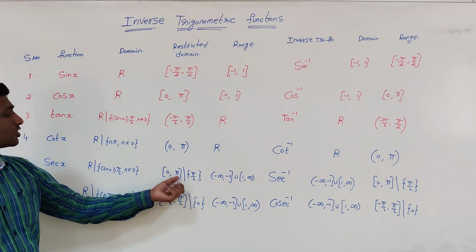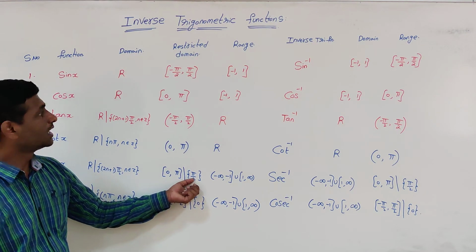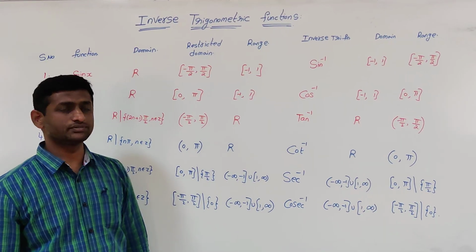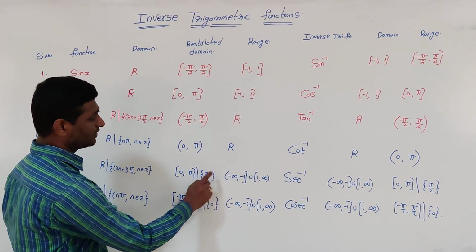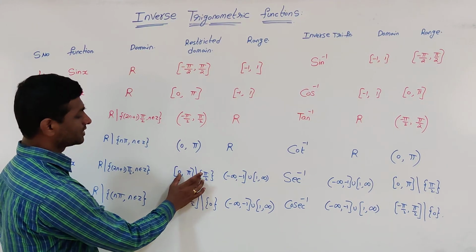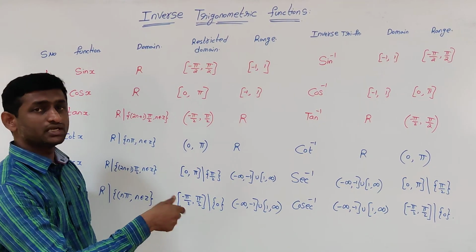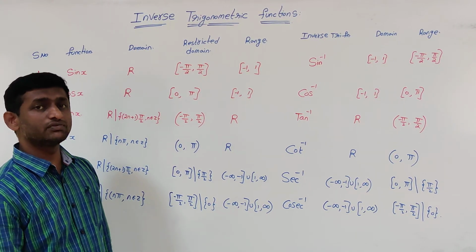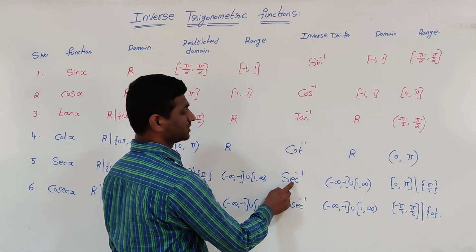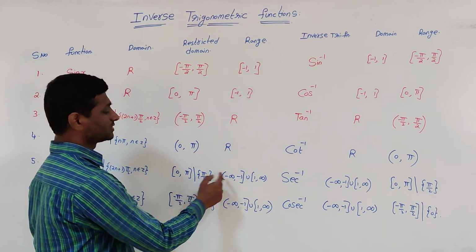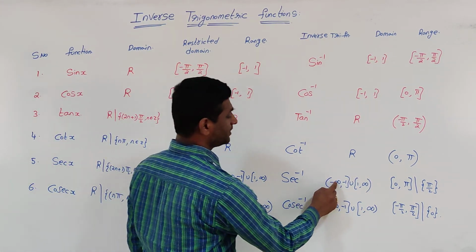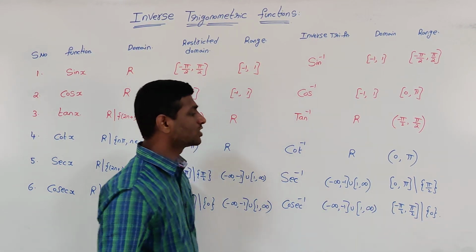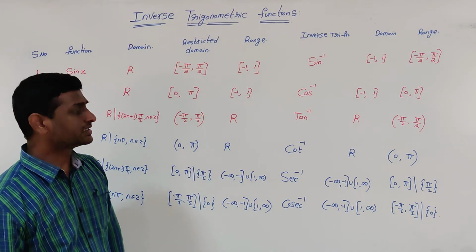Next, secant x: all real numbers except odd multiples of π/2, and the restricted domain is the closed interval 0 to pi except π/2, and the range is -infinity to -1 union 1 to infinity. So if we restrict our domain, this secant function becomes a bijective function, and if it is bijective, the secant inverse function exists. So secant inverse is the reverse of these functions: the domain is minus infinity to minus 1 union 1 to infinity, and the range is the closed interval 0 to pi except pi by 2.